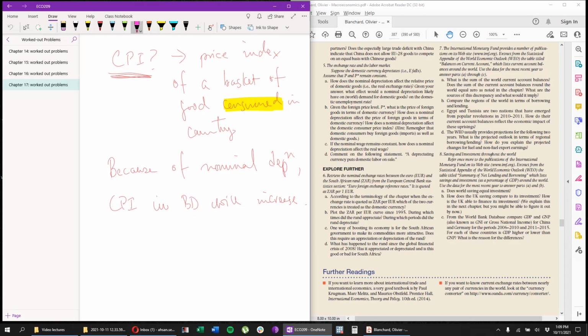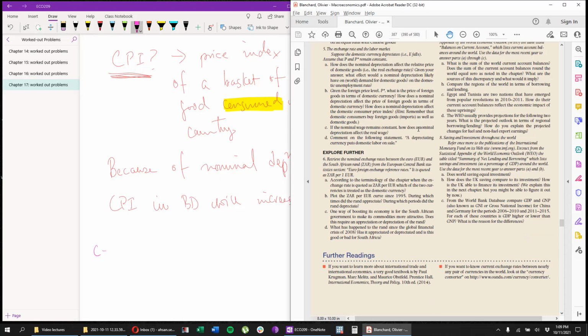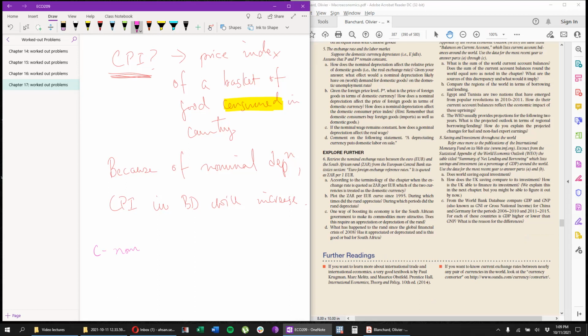Okay, so let's come to part C now. Question: if nominal wage remains constant, how does a nominal depreciation affect real wage? Okay, this is also interesting. Nominal wage, let me write this down. Nominal wage is constant. So you are earning 100 taka, you're still earning 100 taka. Okay, there have been no changes in the price level, there have been no changes in the wage.